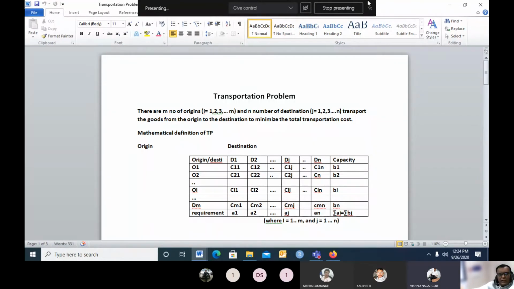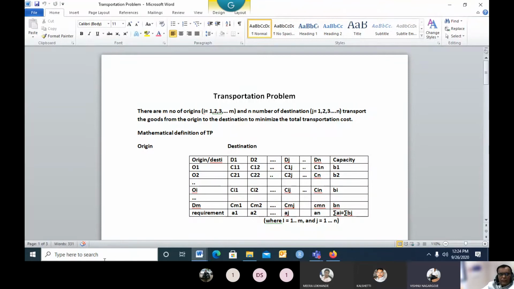And this is the mathematical definition. As I said, the origins are from 1 to m and the destinations from 1 to n. If you have to transport the goods from the first origin to the first destination, this will be the cost C11. And I already discussed that the origins and destinations are at different locations and different in nature. So origin 1 to destination 2 is C12. Similarly, the cost Cmn to transport from the mth origin to the nth destination.